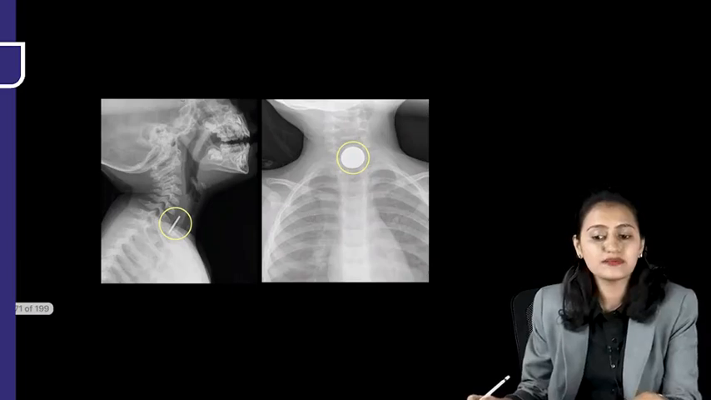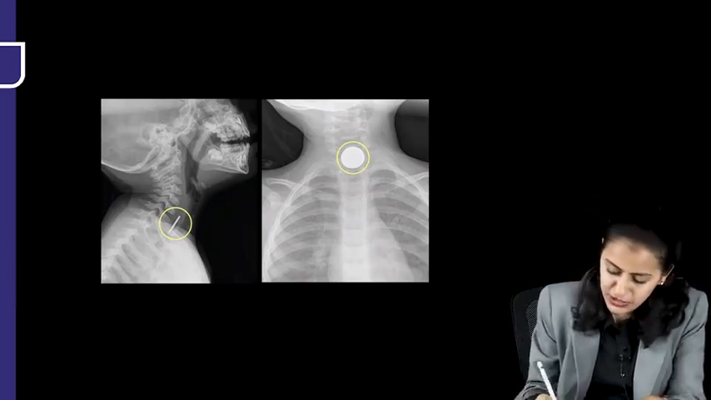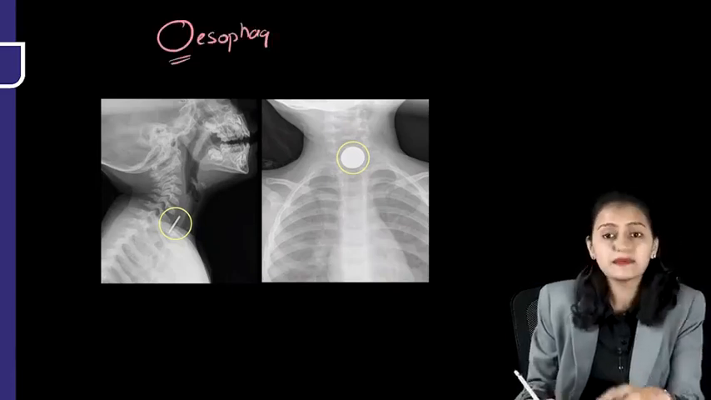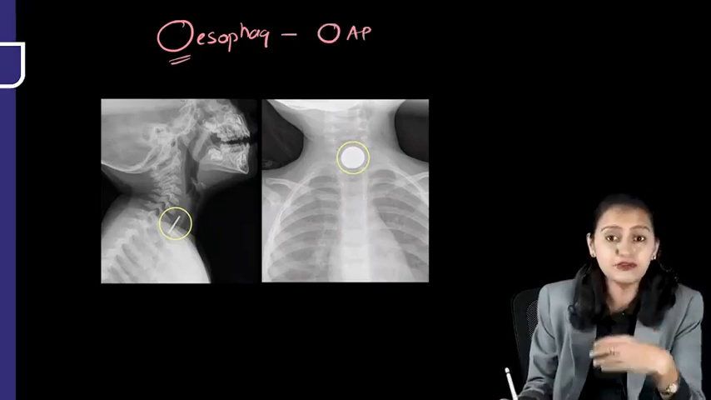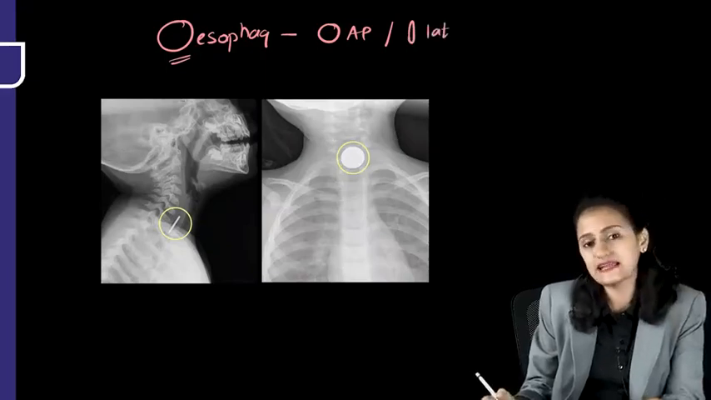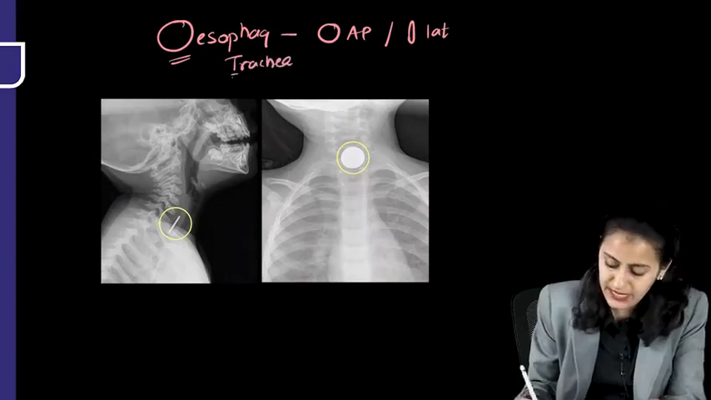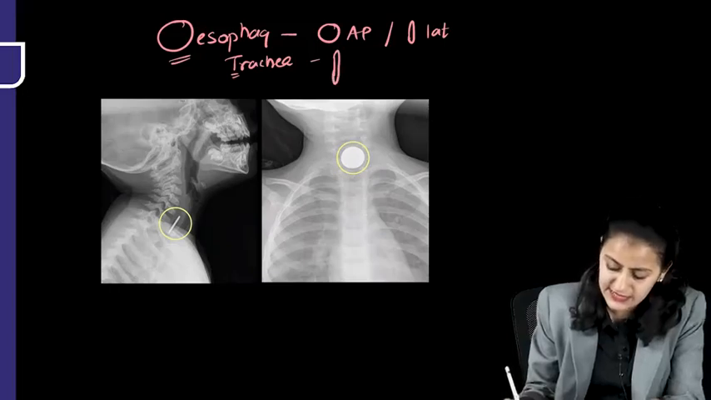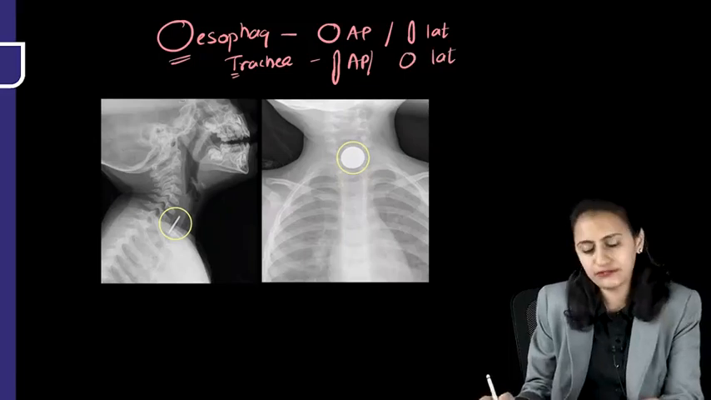Going to the next one, whether this coin is in the trachea or the coin is in the esophagus. The trick to remember that is, when you write esophagus, write it with O. So remember that the coin in the esophagus is circular in the AP view and it is slit-like in the lateral view. Opposite is with the coin in the trachea. When I write the trachea, the T, the vertical line tells me that it is slit-like in the AP view and it is circular in the lateral view.